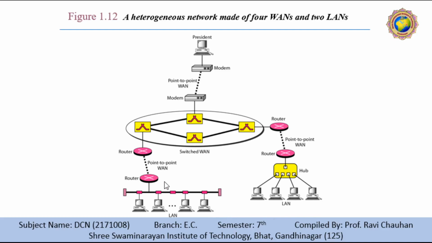Our LANs are connected with the router. The router is also connected to the point-to-point WAN, and this is our switched WAN. This switched WAN is connected to our point-to-point router, and that is connected to our main router, which is connected with our hub. On the other hand, a modem is connected to our switched WAN. That modem is connected to our president's PC. So you can see it is an interconnection of different network categories.